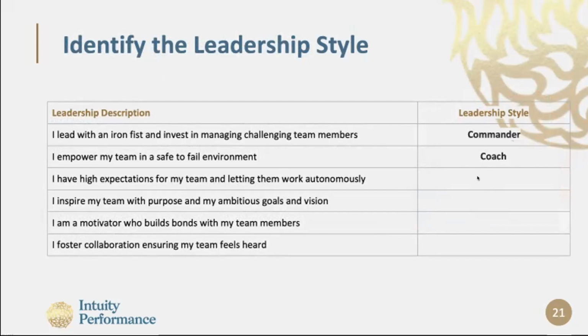I have high expectations for my team and let them work autonomously. There's only 4 left. Which 4 are left? So there's pace setter, visionary, affiliate, and Democrat.